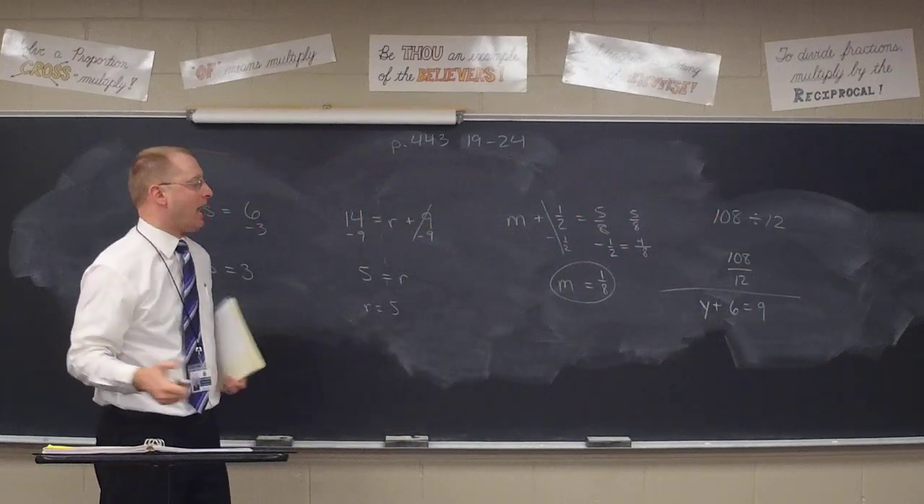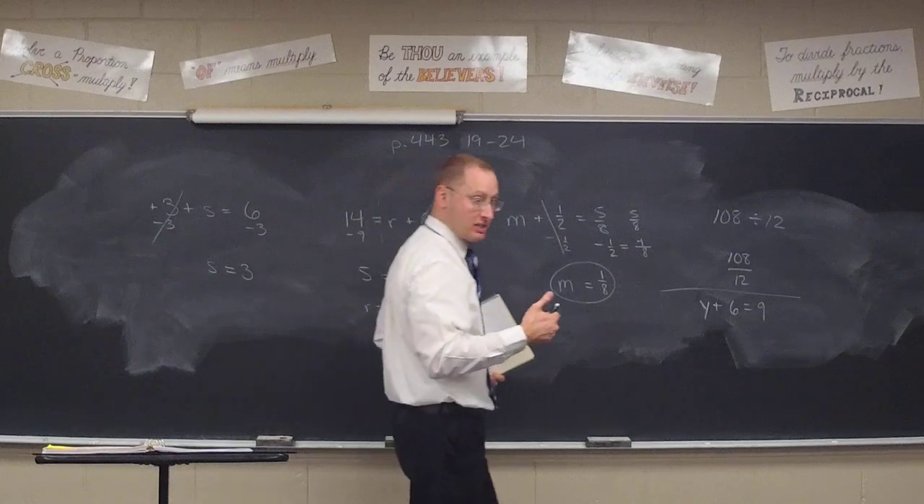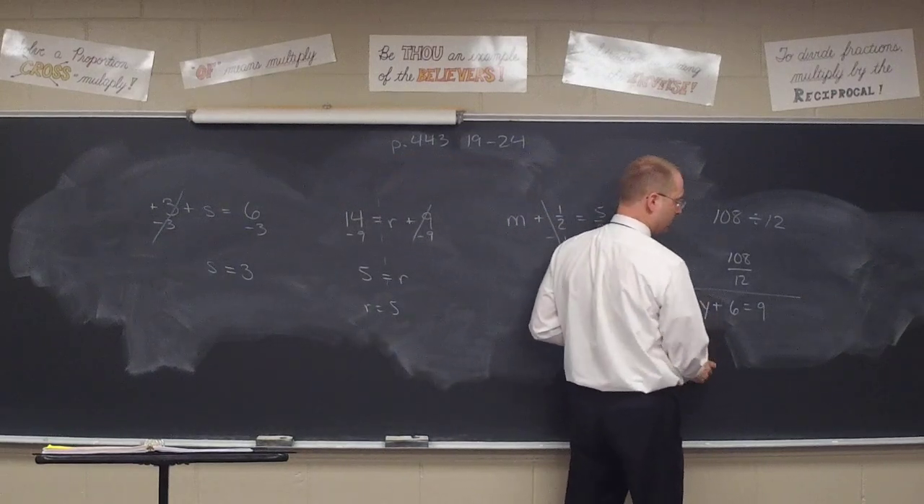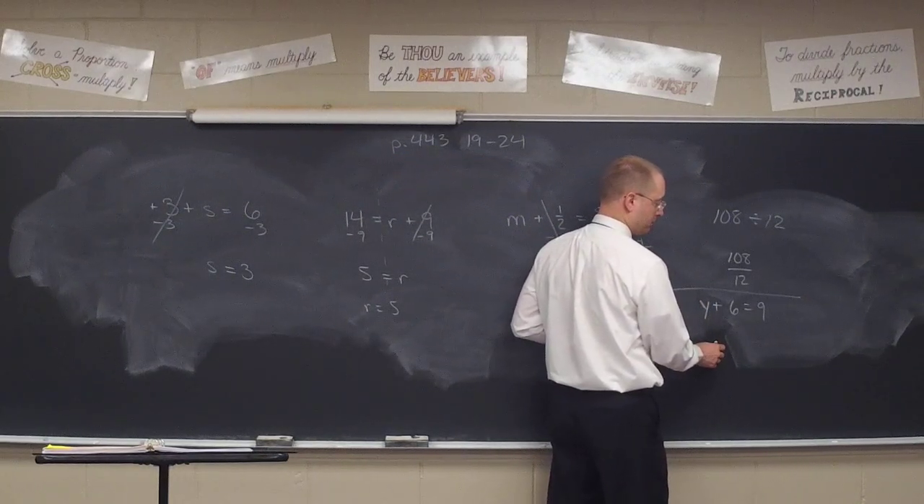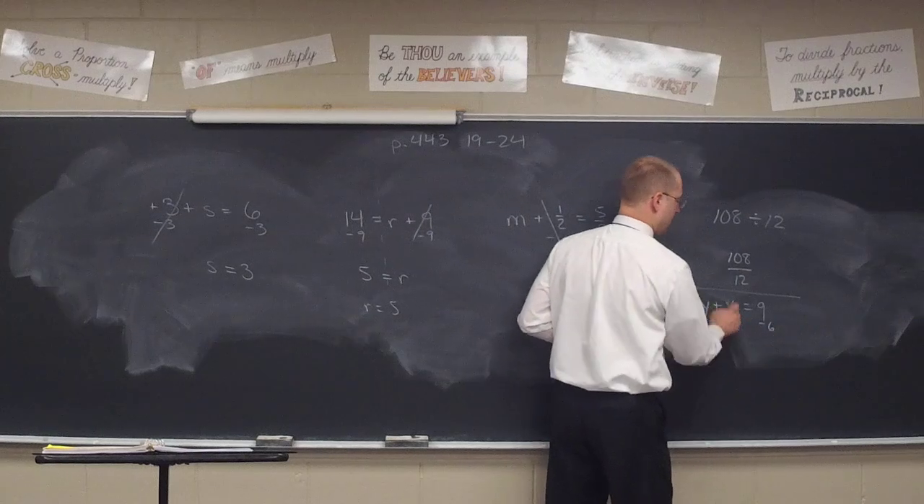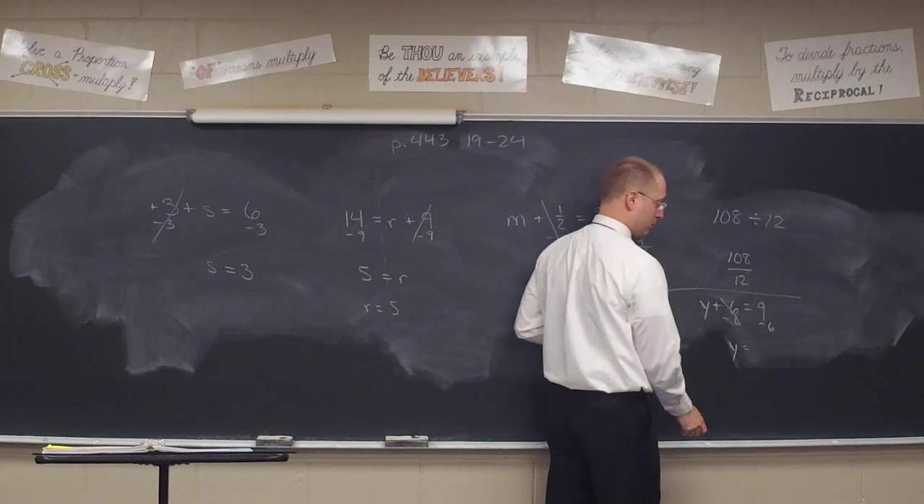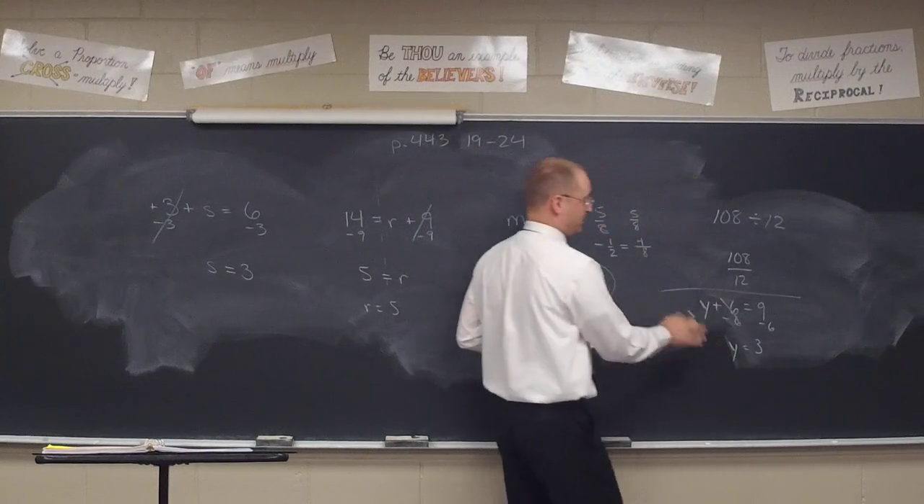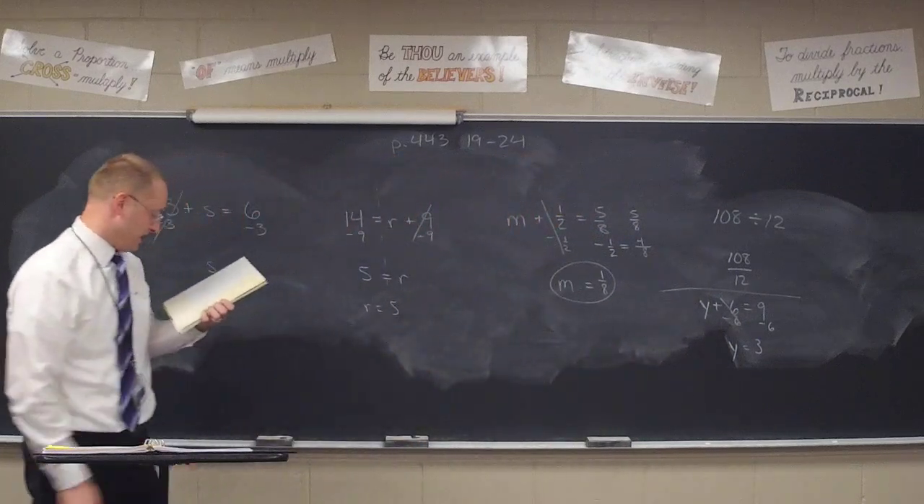Does that make sense? And now to get the y by itself, what do we need to do, Elaine? We need to put a negative 6 on both sides. Well, y equals 3. The y is still there, y equals 3.